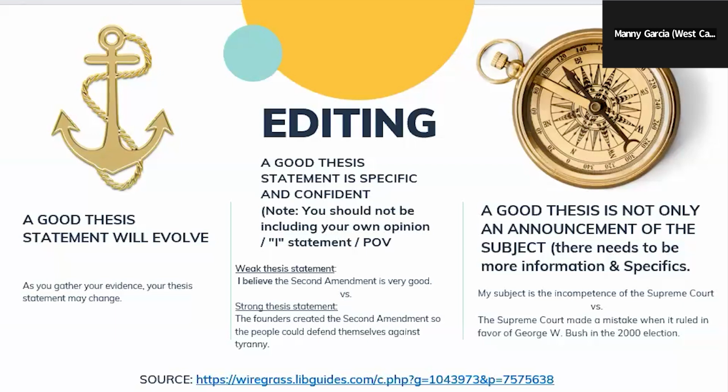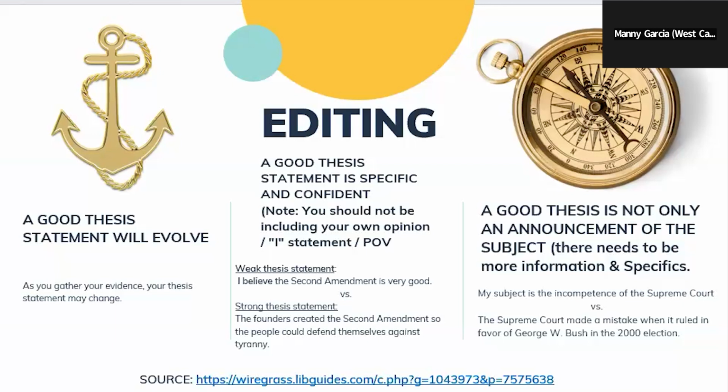As you gather your evidence, your thesis statement may change, and that's perfectly acceptable, because as you continue to pick up new bits of information, you're going to refine and mold this thesis statement. In many ways, you can think about it as someone who is effectively creating a piece of art.